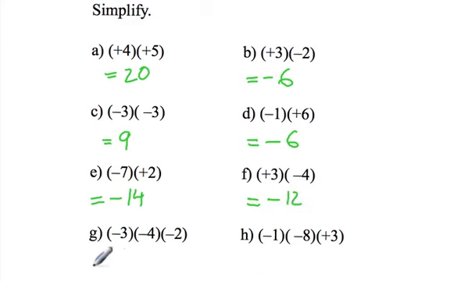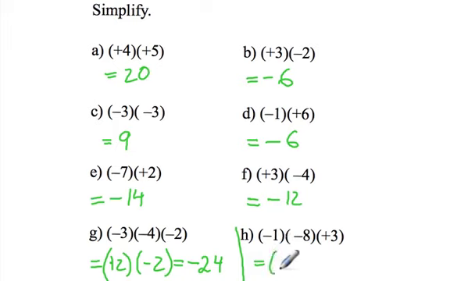For question G, this gets a little bit trickier because we have 3 integers now. So we can go step by step. What's -3 times -4? Two negative integers makes a positive integer, and 3 times 4 is 12. Now we have 12 times -2. Now we are multiplying a positive integer by a negative, so the result will be -24.